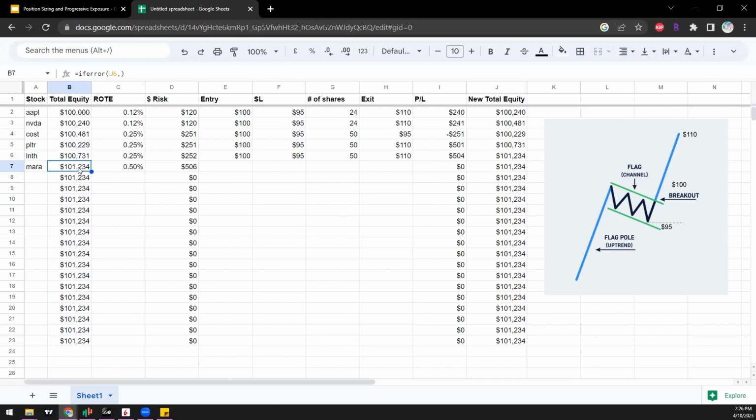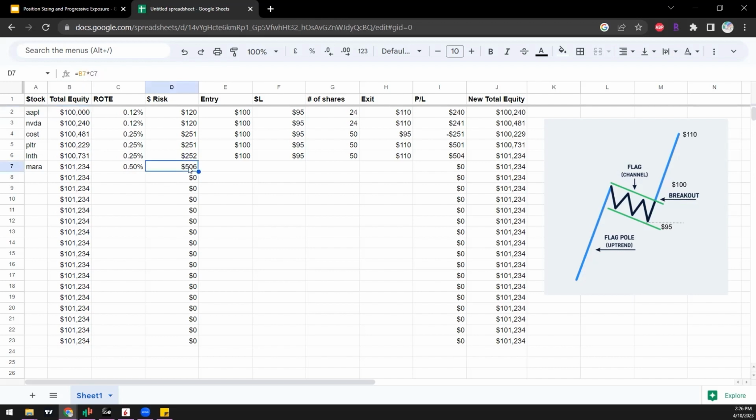So I now have an equity of $101,000. I am risking on this trade $500. My goal is to never dip too much below this and to never take a big dip in the equity curve. If I lose in this trade, I'm going to lose another $500, and that'll bring my equity down to $100,700, which is still going to be above the amount that I originally put into the account.